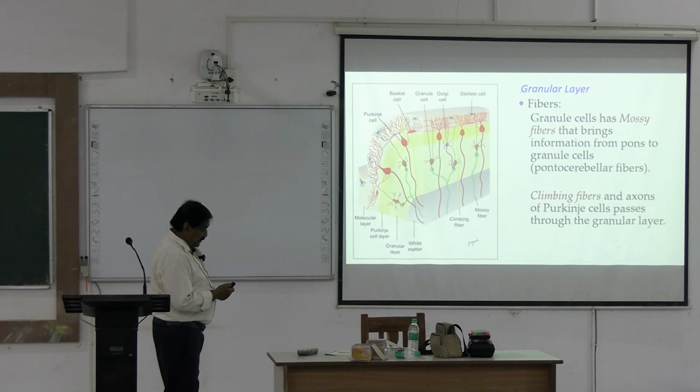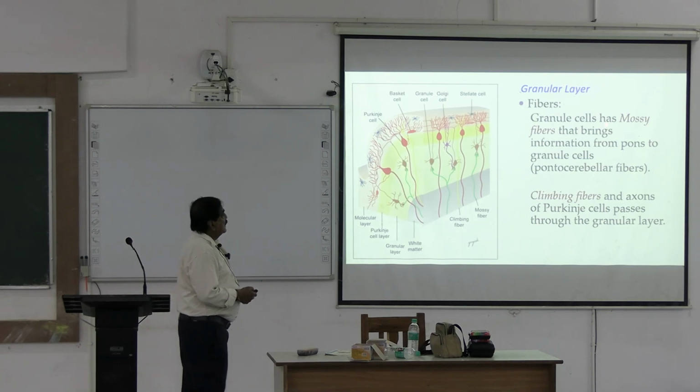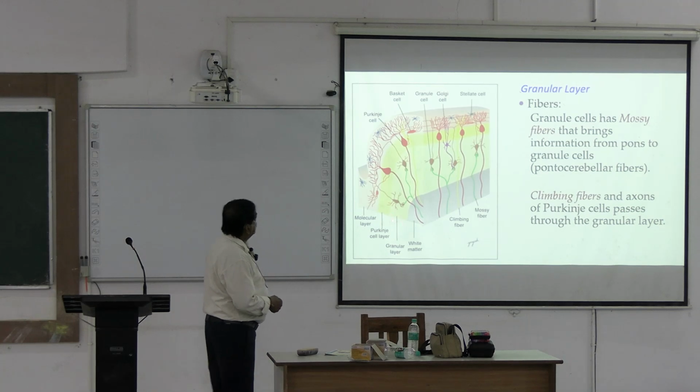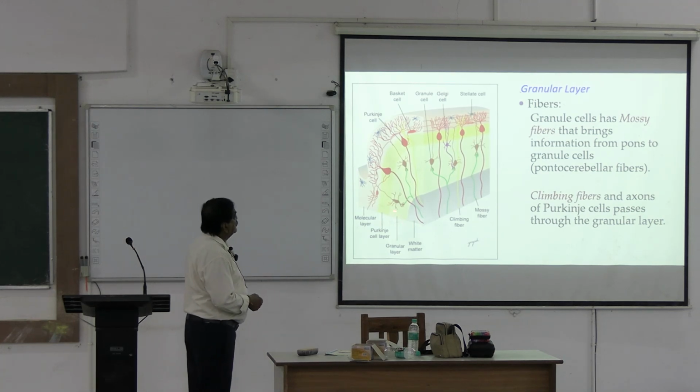Granular layer fibers: granule cells have mossy fibers. These are mossy fibers that bring information from the pons to granule cells, the pontocerebellar fibers. Climbing fibers and axons of Purkinje cells pass through the granular layer. This is the granular layer.